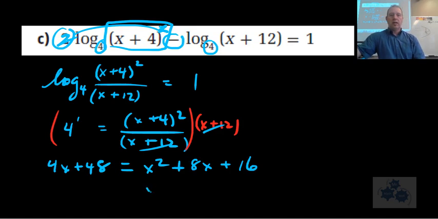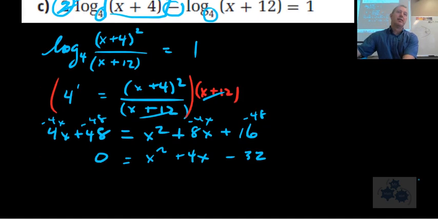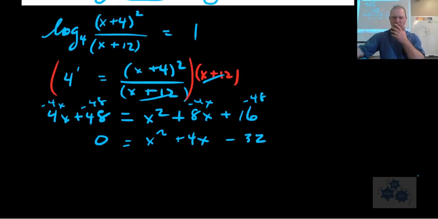So let's get everything over to the right side where x squared is positive. If we subtract 4x from both sides, this is plus 4x, and subtract 48 from both sides, we get, what's that, 32? Negative, thank you. Not a positive, that's a negative 32. So that's going to equal 0 on this side. So it is a quadratic.